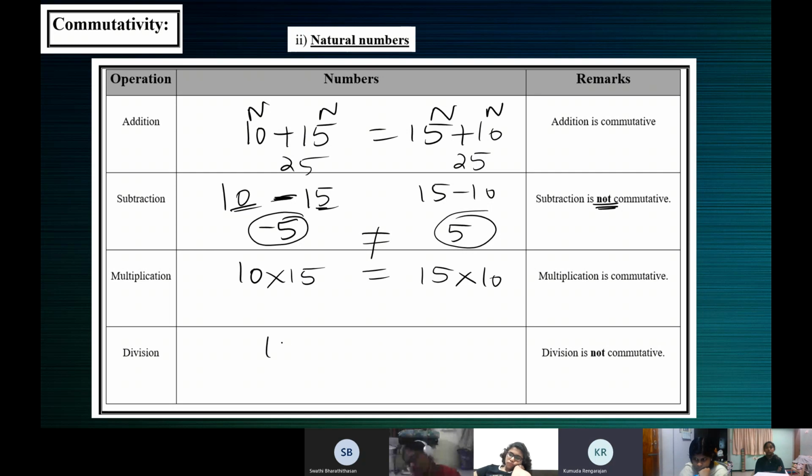And like for whole numbers, here also 10 by 15 is not the same as 15 by 10. 10 by 15 is 2 by 3. That is 3 by 2. For division, when we take two natural numbers and divide them in any order, first we do 10 by 15 and then we do 15 by 10. In the first case, you get 2 by 3, then you get 3 by 2. The answer is not the same.